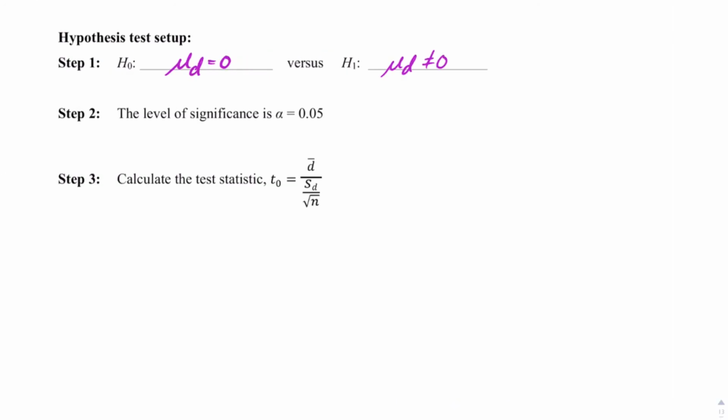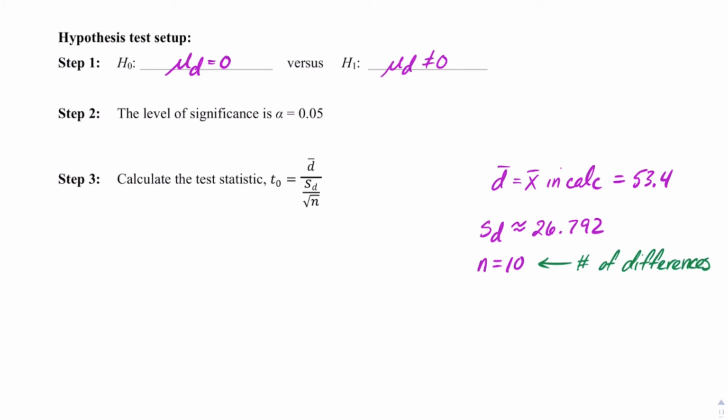Heading back to the notes then, from our calculator, we got d bar, which was x bar in our calculator, to be 53.4, and s sub d, which was our standard deviation from the calculator, is approximately 26.792. And the last variable we need for the formula would be n, our sample size. Well, n is 10, making sure we're careful that 10 would be the number of differences. We had 20 pieces of data from the original problem, but we have 10 differences. And that means n equals 10, since we're working with matched pairs data.